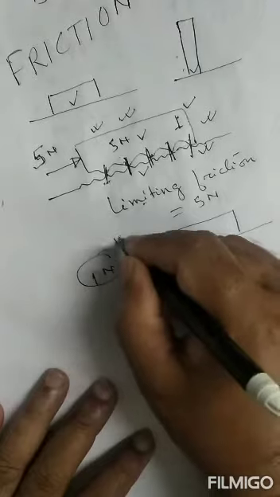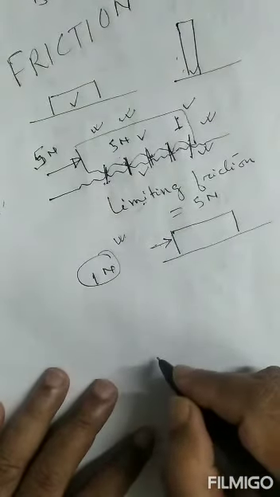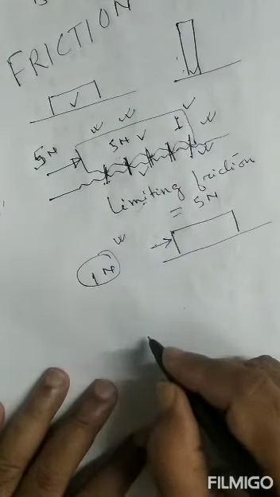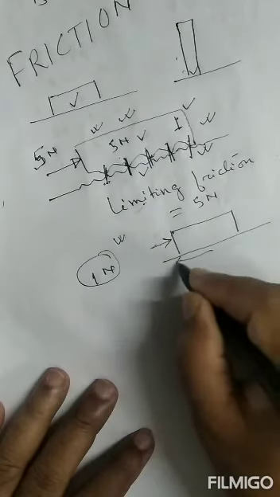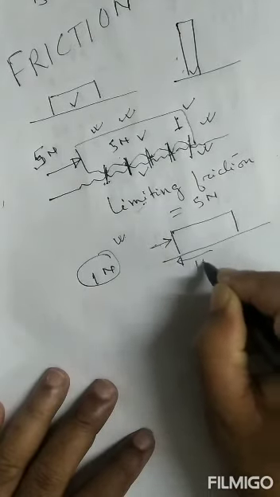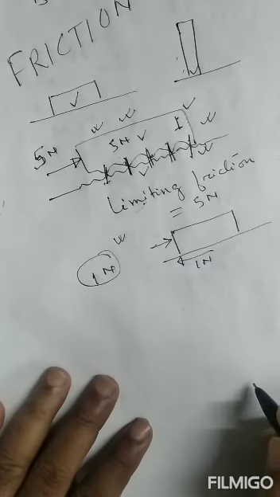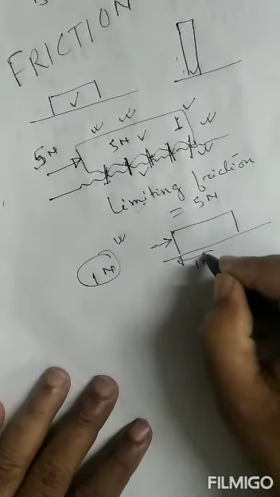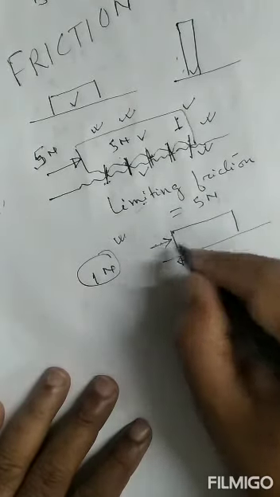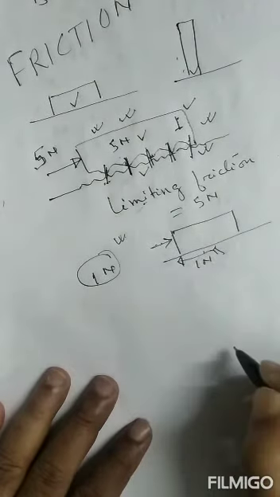But I am applying 1 newton force on it. Where does that 1 newton go? The 1 newton comes in this direction. So what is this force? This force opposes the applied force. Therefore, this force is called static friction.